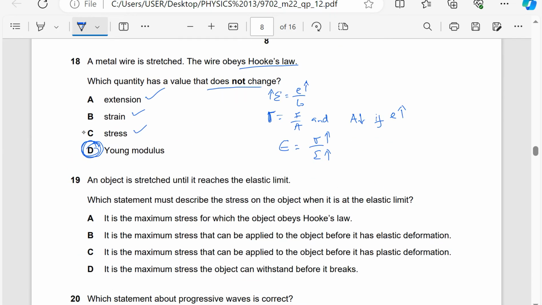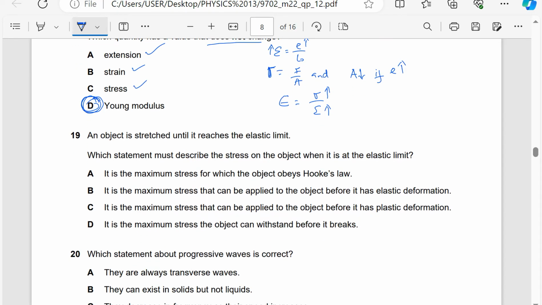An object is stretched until it reaches the elastic limit. Of course, we know that beyond the elastic limit, the material does not go back to its original length when the deforming force is removed. In fact, beyond the elastic limit, the material enters the region of plastic deformation. Which statement must describe the stress on the object when it is at the elastic limit?